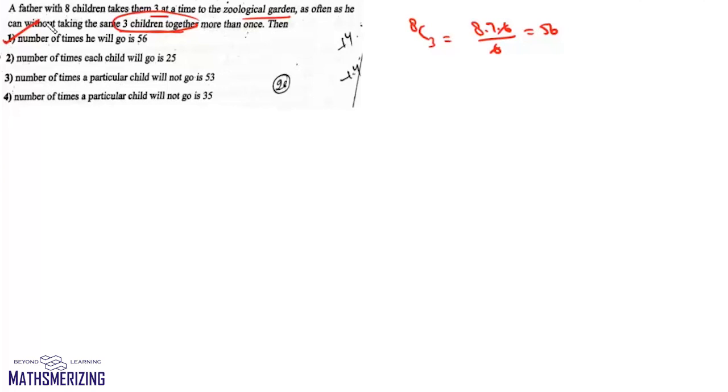Number of times each child will go. Now suppose we have this particular child A, and this child A must go. Now this A will go with 2 other children. So 2 other distinct children from the remaining 7 is given by 7C2, which is 7 into 6 divided by 2, and it will be 21. So this option 2 is incorrect. Now the number of times a particular child will not go will be simply 56 minus 21, which is 35. That means option 4 is correct. So the correct options are 1 and 4.